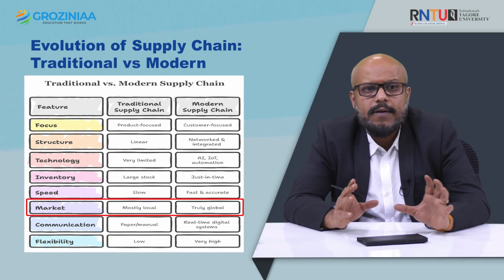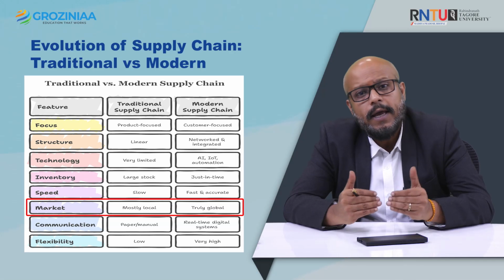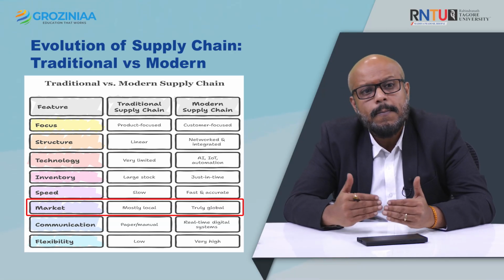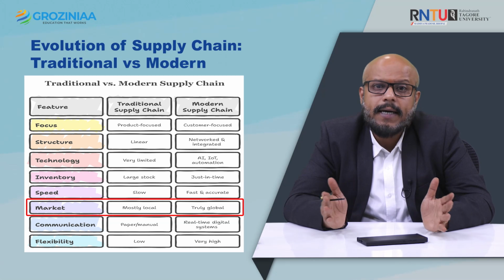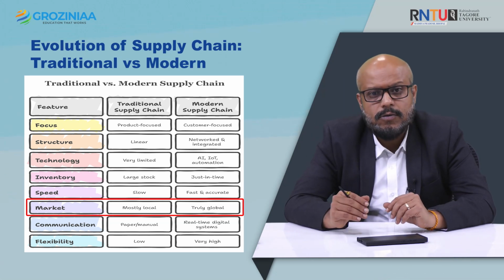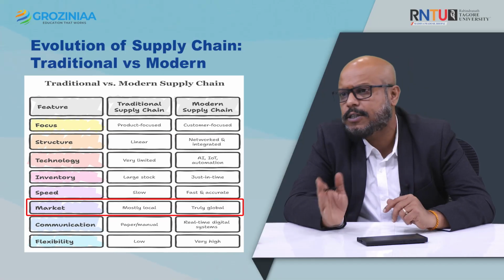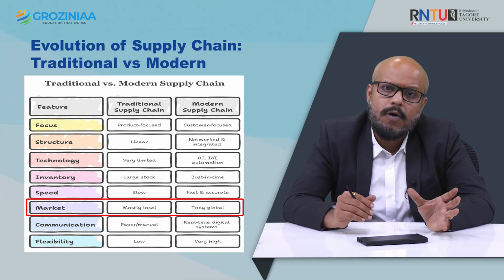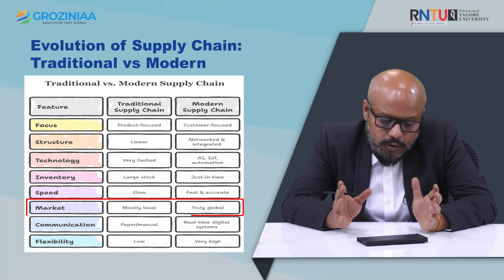Markets traditionally were very localized, not much of a global market. In today's world, every small entrepreneur will always try to expand their market to different countries. Someone in India would definitely like to sell in Africa, China, the UK, Europe, the US, and vice versa. So the market has gone huge.